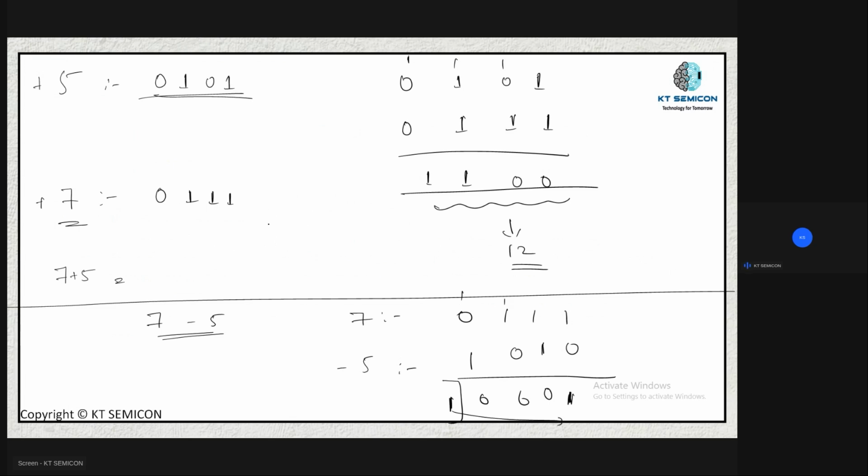I should add this carry to the LSB position. So this is my resultant, 0, 0, 0, 1, and I'm going to add plus 1, which was the carry previously. So 1 plus 1 is 0, and the result is 1, 1, 0, 0. This is my resultant. That is nothing but plus 2, and the resultant is a positive number. So this is how we perform one's complement addition and subtraction.